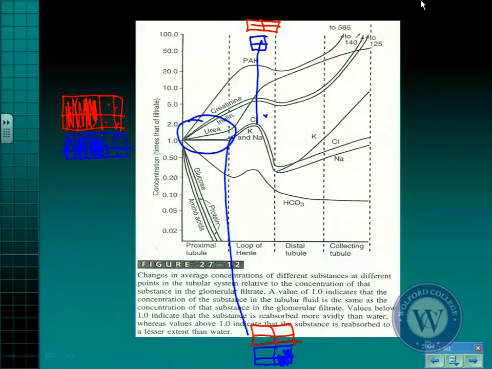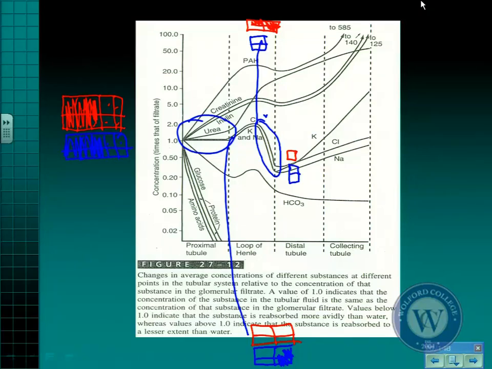Then, when you come up the loop of Henle and it turns a corner, all of a sudden it appears to be diluting the urine. The way it's doing this is you're going to lose 3 boxes of sodium, and you're going to end up at the end having 1 box of sodium and 2 boxes of water.